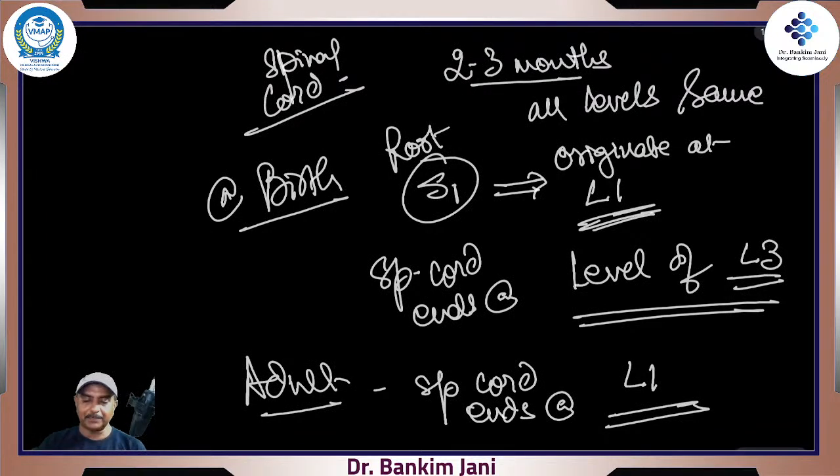Spinal cord at birth, say when it is 2 to 3 months, so all levels are same, right? But then the spinal cord is not growing at the pace at which the vertebral column grows. So at birth, S1 is at the level of L1. S1 originates at L1, so above. Sacrum 1, right? Spinal cord ends at L3 in the newborn, but in case of adult, spinal cord ends at L1 only.